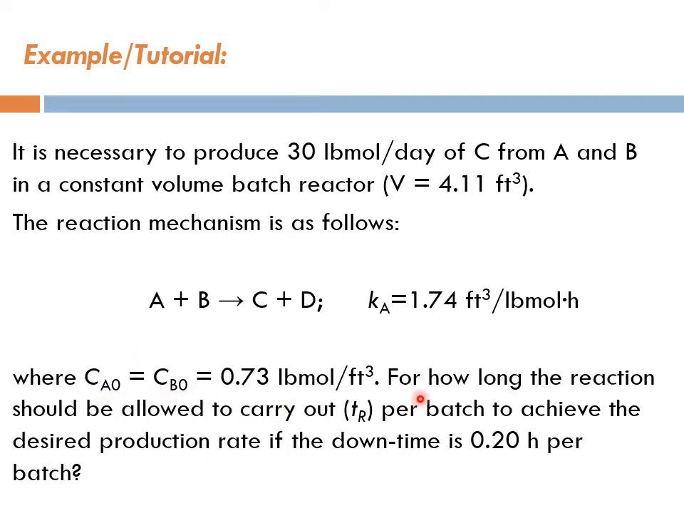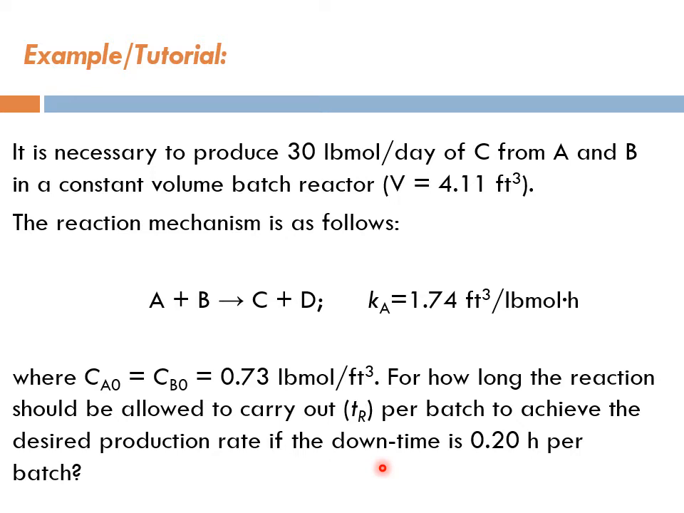The value is given. The question is, for how long should the reaction be allowed to carry out? So we're talking about t_R, the reaction time per batch. So it seems like we're going to repeat this process in different batches, in different cycles, because one batch will not be enough to meet this production requirement. So per day we need to run more than one batch. So again, for how long should the reaction be allowed to carry out per batch to achieve the desired production rate, if the downtime is 0.2 hour per batch.